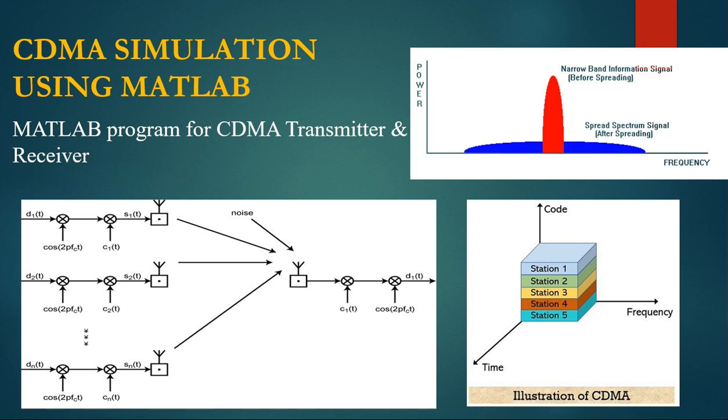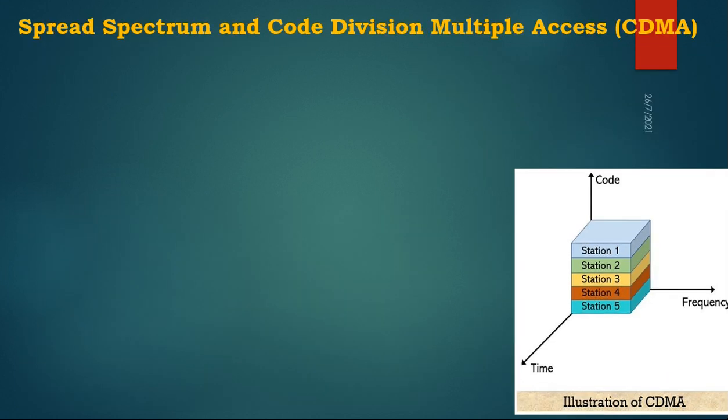Now let us start with how the spread spectrum concept is useful for implementing CDMA. Actually CDMA stands for code division multiple access. It is a multiple access technique just like FDMA and TDMA. We can observe here that in case of CDMA all the stations are transmitting their information at the same time and the same frequency. Here all the stations are provided with a different chip, or you can say a PN sequence.